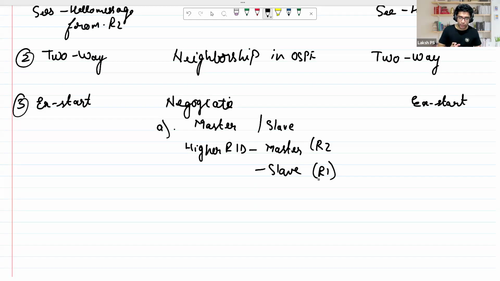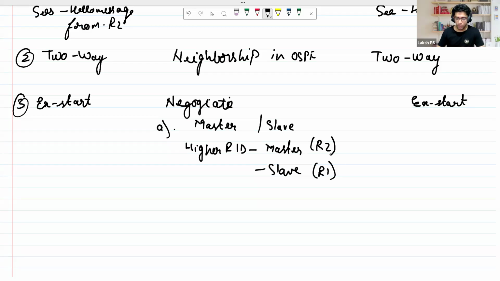Okay, and R1 in response is going to send back that information. So again, it's unidirectional. R2 sharing that information with R1. When that is done, R1 is going to share its information with R2. It basically tells who is going to initiate that sharing of information. And that initiation is always done by the master. And master is decided based on whoever has the highest router ID.